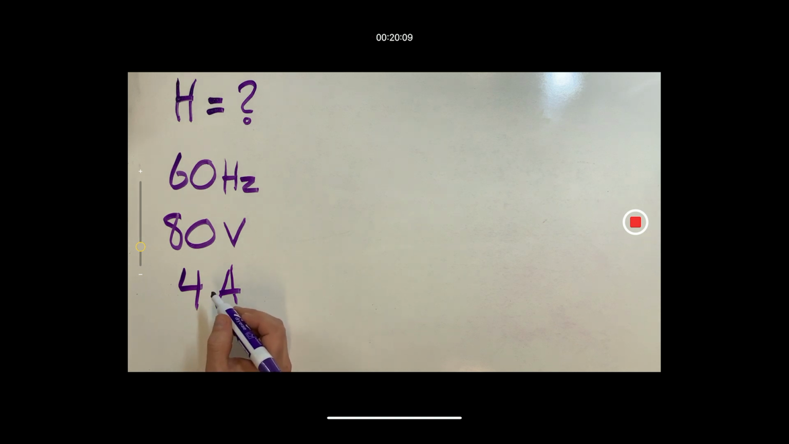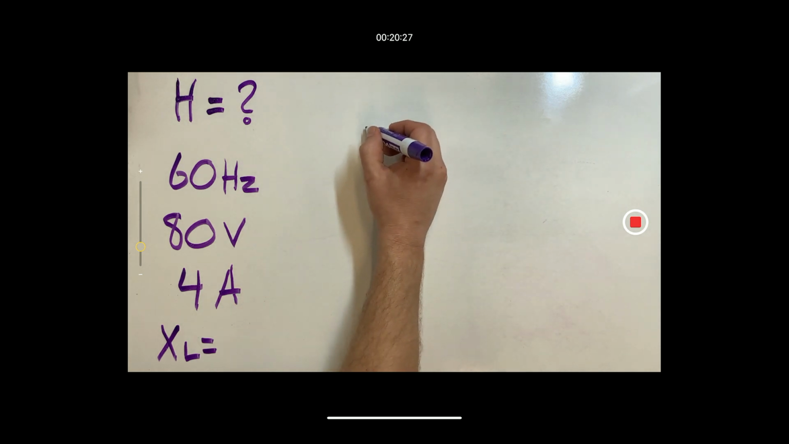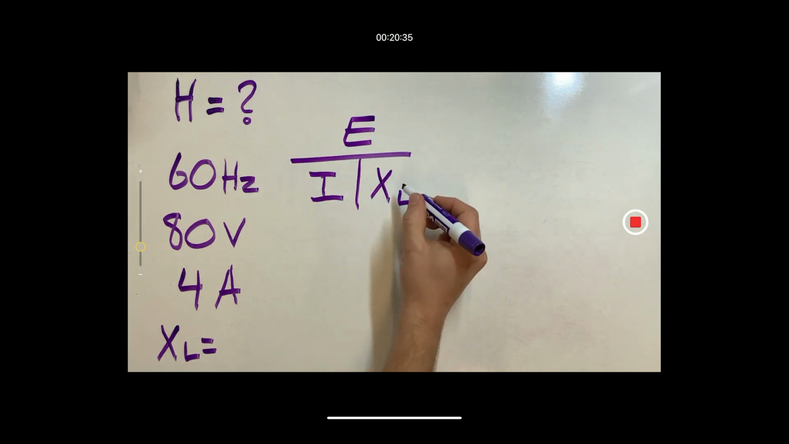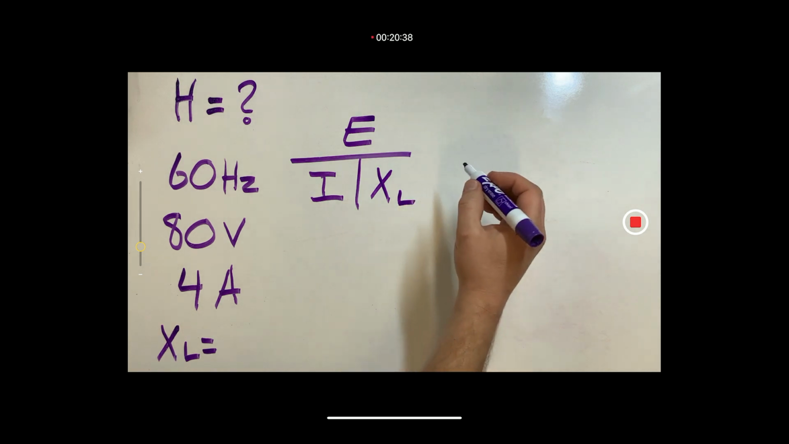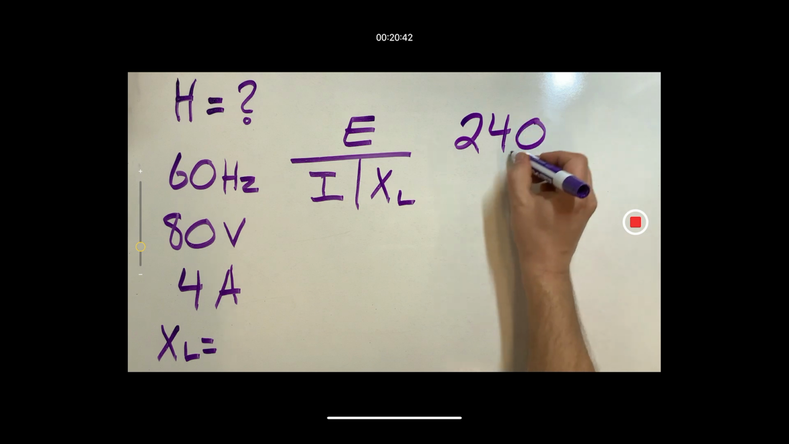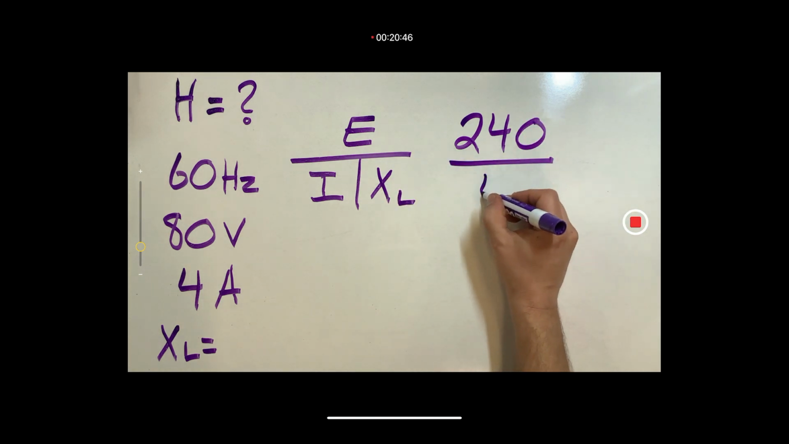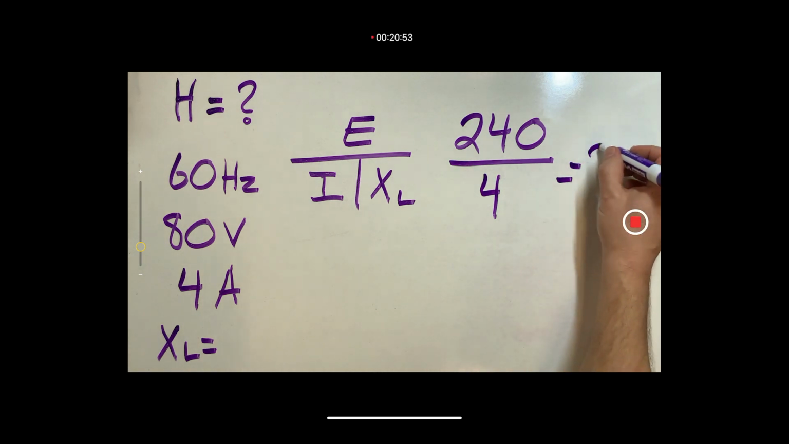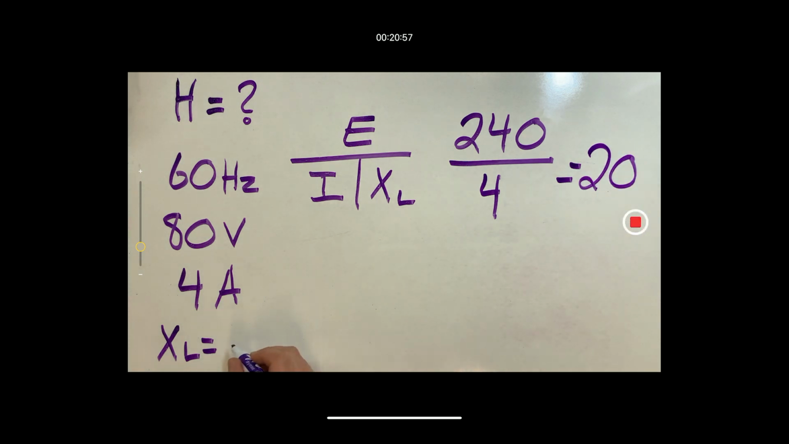Now we can use this to figure out what the inductive reactance is, which is the opposition to current flow, one of the parameters we do not have. Again, using Ohm's law with volts and amps, we can find out what the inductive reactance is, which gives us, we plug in our knowns of 80 volts divided by a current of 4 amperes, and that's a pretty easy problem. That would be 20 ohms. So now I know my inductive reactance is 20 ohms.